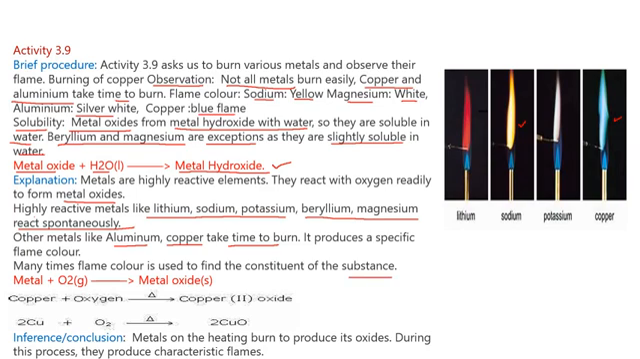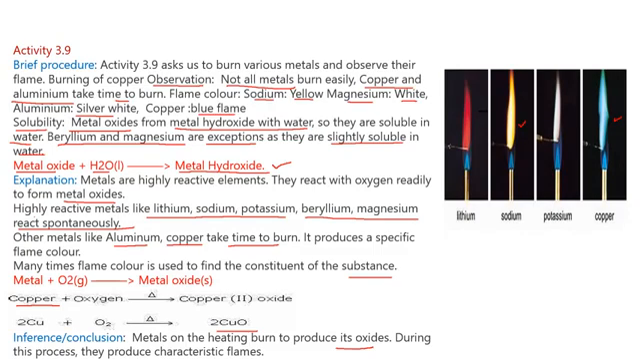Here we can see the equation where copper burns in presence of oxygen, copper oxide is formed. So what is the conclusion of this activity? Metals on heating burn to produce their oxides. During this process they produce a characteristic flame. So this was the aim of the activity. By burning the metal, you have to find the color of the flame, and with the color of the flame you have to identify the metal.